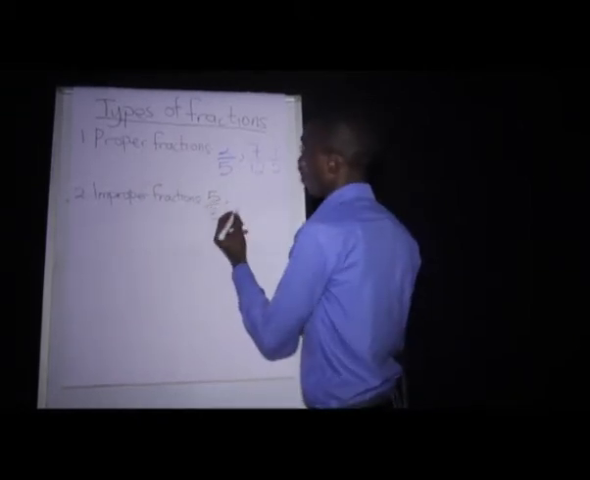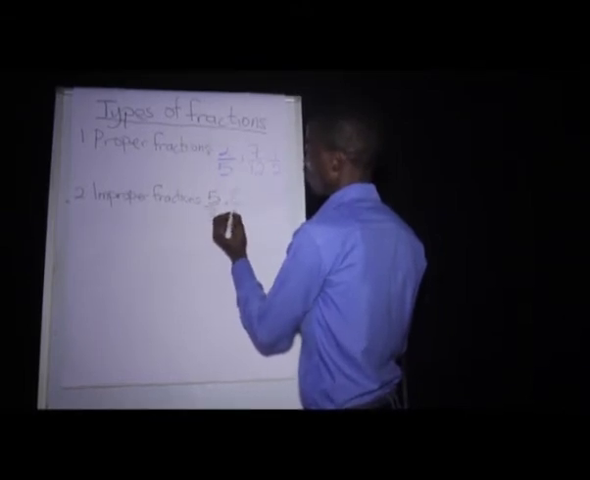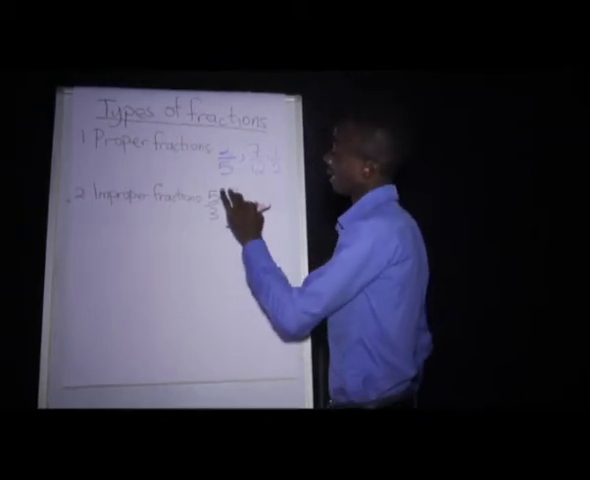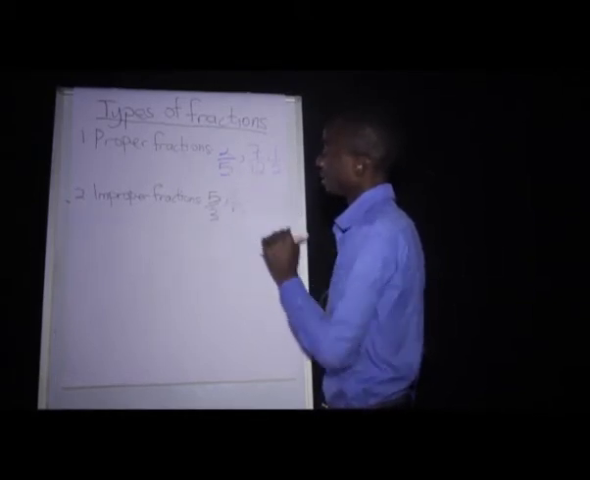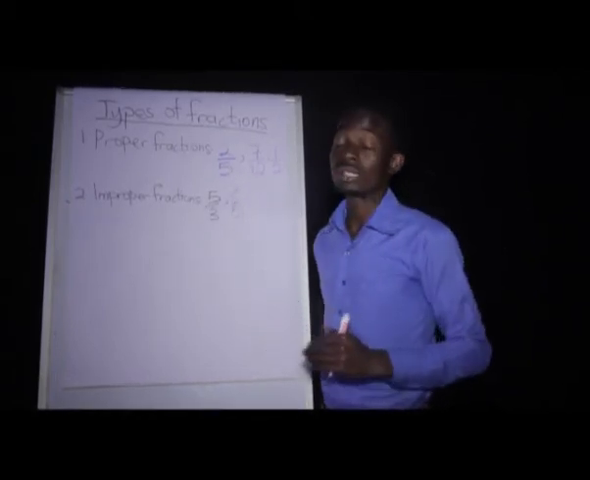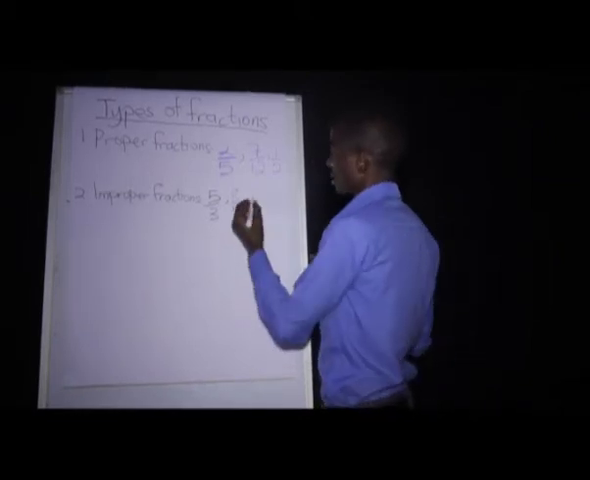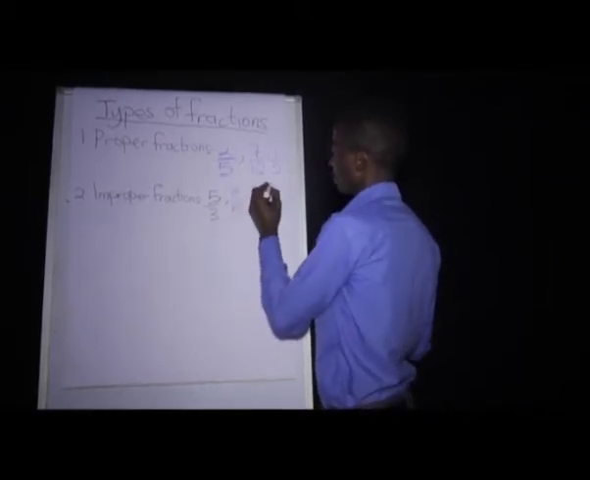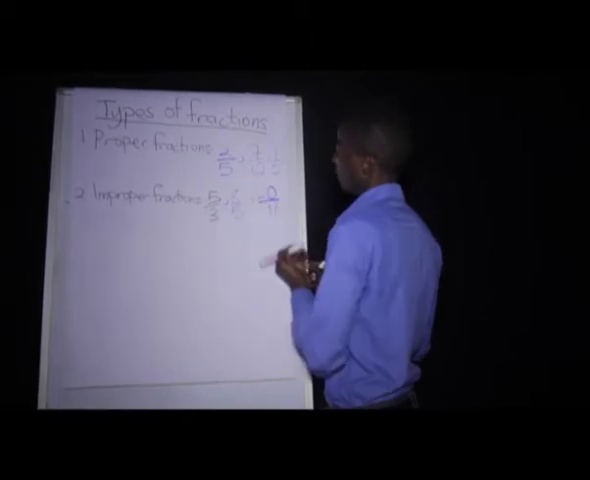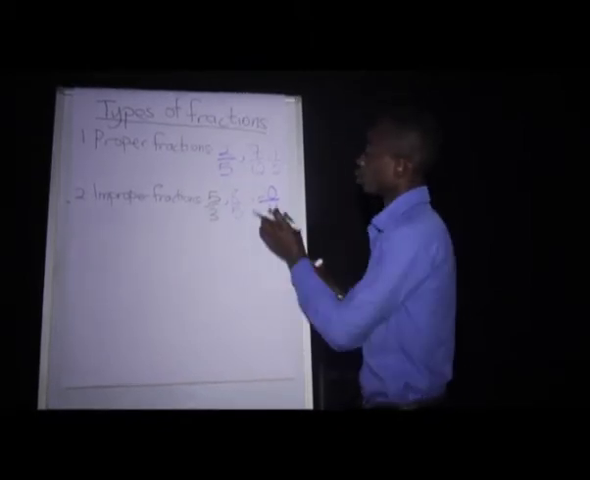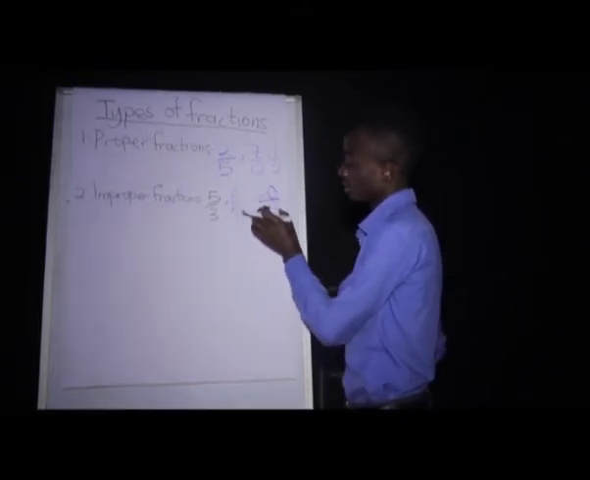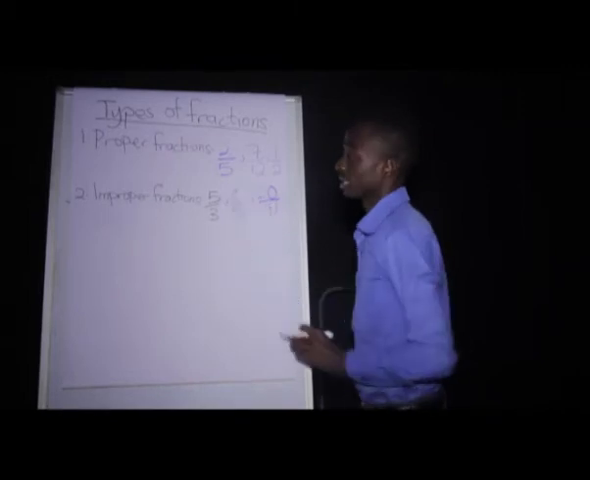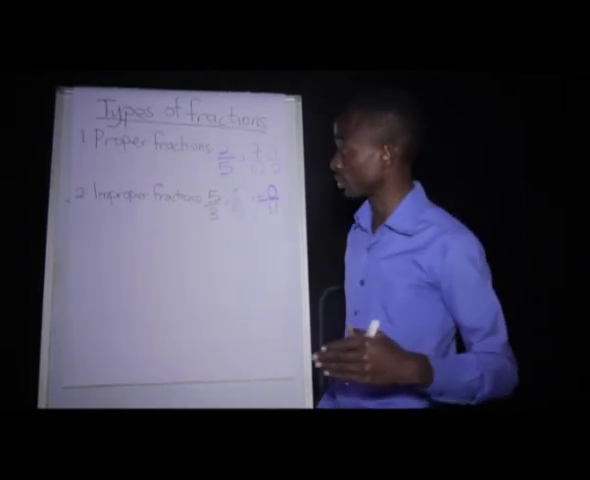I can also have another one, maybe 8 out of 5. Now, my 8 is bigger than the 5. So that means that the numerator is greater than the denominator. So that kind of fraction is what you call the improper fraction. The last example maybe I can give, I can have maybe like 20 out of 11. So when you look at this number, you realize that the numerator is greater than the denominator. In other words, 20 is greater than 11. So all these are different examples of what you call the improper fractions.